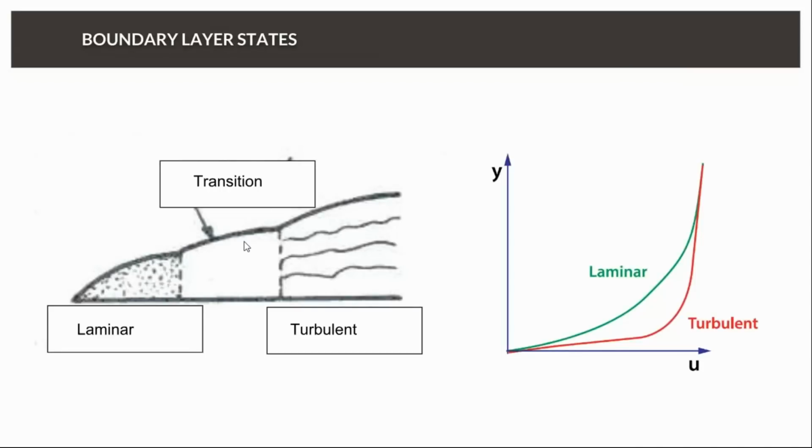Yeah, the boundary layer states there's some kind of definitions. At the start of a profile and at low Reynolds number, you will have a laminar flow, a transition, and then the flow gets to turbulent.